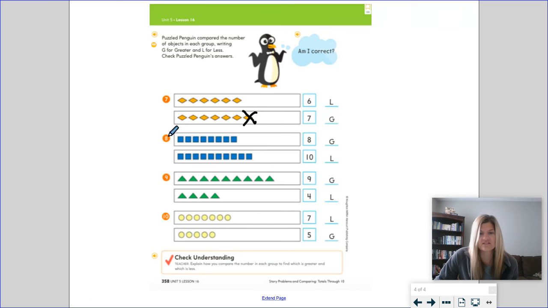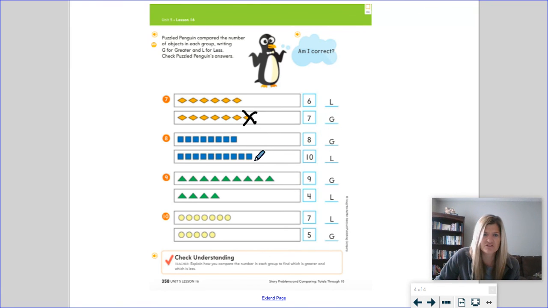Let's do number 8 together. Let's check his work. The first thing we have to do is count the squares. 1, 2, 3, 4, 5, 6, 7, 8. He got 8. He's right. Okay, let's count the next one. 1, 2, 3, 4, 5, 6, 7, 8, 9, 10. He wrote that number right. Now let's look at his greater than and less than. 8, he put as greater than 10.